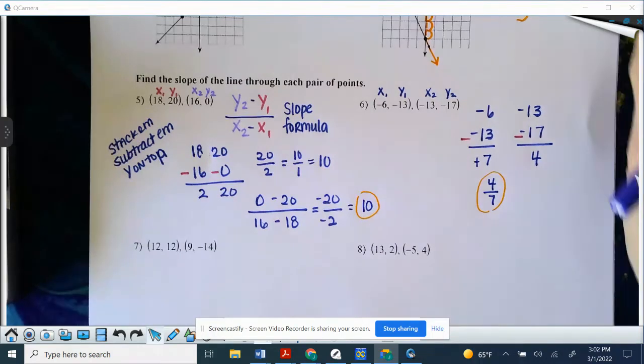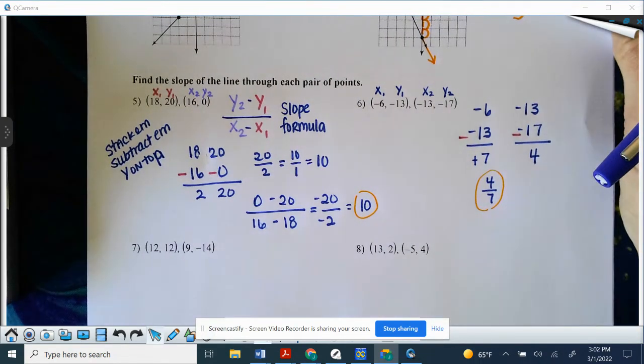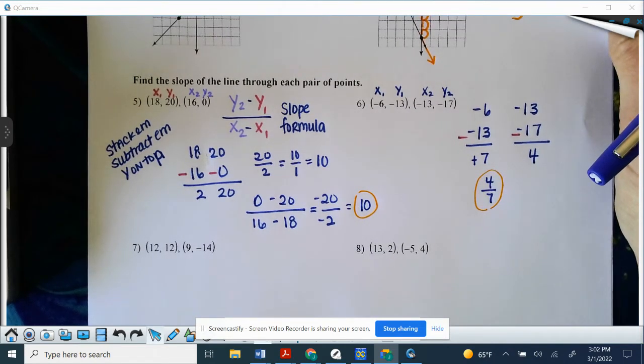Do any of you guys have a preference? Do you want me to continue to do the formula and the stack, or are you okay with stack them, subtract them, and y on top? Because I'll do whatever you guys want to see as far as practicing.